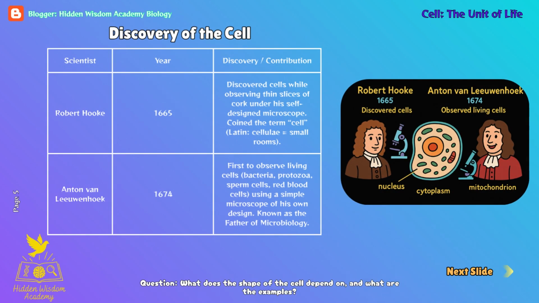The discovery of the cell was a major milestone in biology. In 1665, Robert Hooke looked at thin slices of cork under a microscope and saw tiny box-like structures, which he called cells, small rooms in Latin. These were dead cells. Later in 1674, Anton van Leeuwenhoek improved the microscope and became the first to see living cells like bacteria, protozoa, and sperm. His work started the study of modern microbiology.